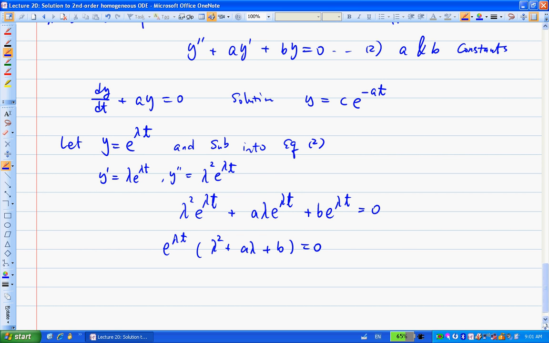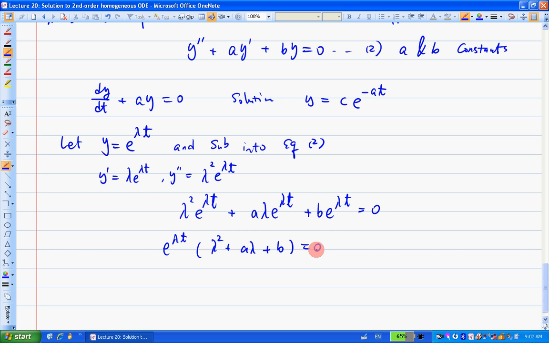So let me go over the logic here. I'm trying to find a solution. Based on the solution in the first order, which is exponential, I'm thinking the solution must also be in exponential format. This is just a guess, so it may or may not be right. Then we substitute into this second order equation, and based on our assumption, we end up with this guy here, right?